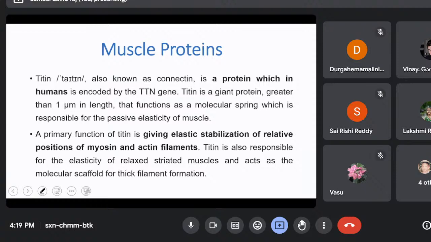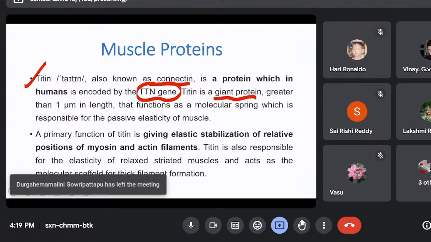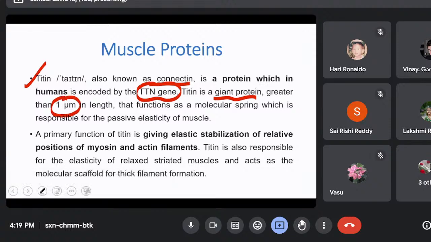Another muscle protein is titin. The name itself says it is the largest protein. It is also called connectin. It is a protein in humans, encoded by a gene called the TTN gene. TTN refers to titin. It is a giant protein, that means a high molecular weight protein, and its size is 1 micrometer in length. And what is its function? It functions as a molecular spring for the passive elasticity of the muscle.